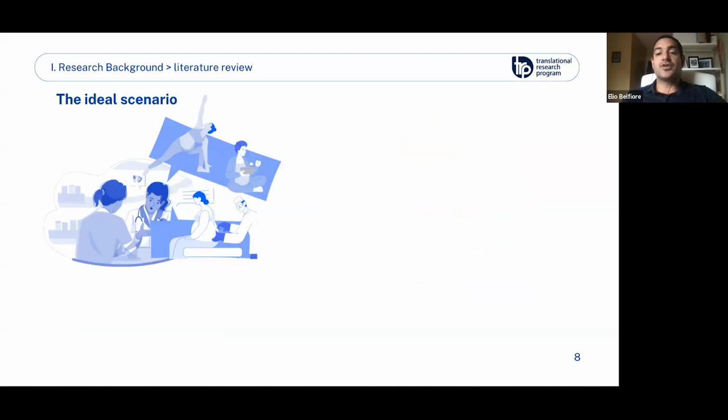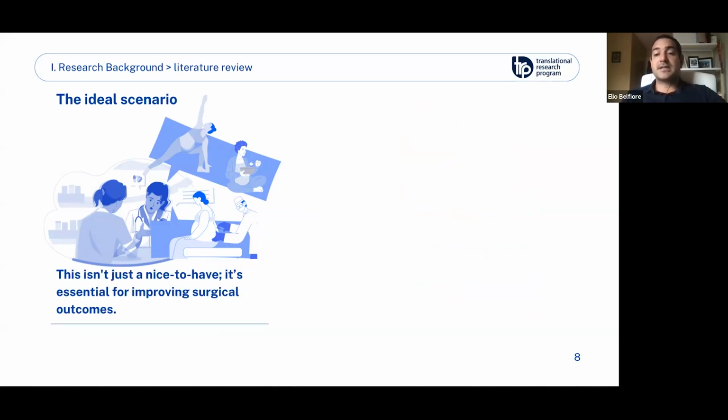Imagine a mother going to surgery feeling informed and confident because she knows what to expect. She's met her anesthesiologist ahead of time, and all her questions have been answered. This isn't just a nice act. It's essential for improving surgical outcomes and ensuring a smoother recovery.